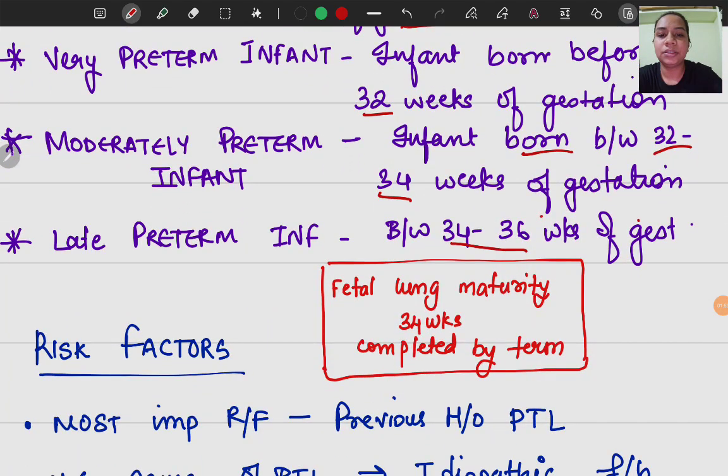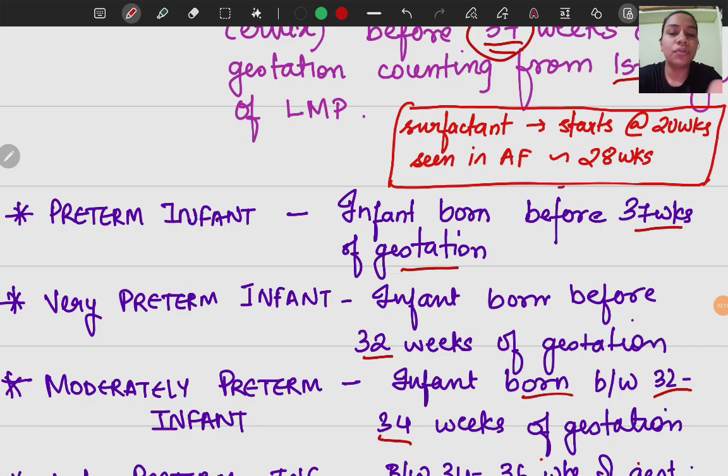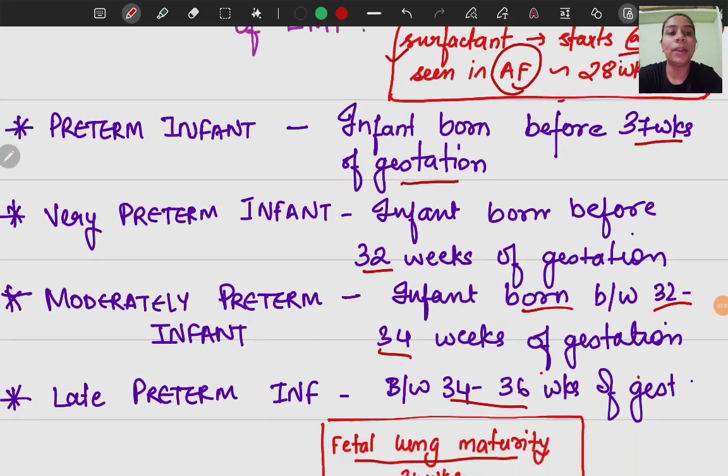So what is happening is the fetal lung maturity. Fetal lung maturity starts at 34 weeks of gestation, and the fetal lungs will be completely mature by term. So this thing you have to keep in mind. Also, the surfactant in the fetal lungs starts producing from 20 weeks of gestation, and it will be seen in the amniotic fluid at 28 weeks of gestation.